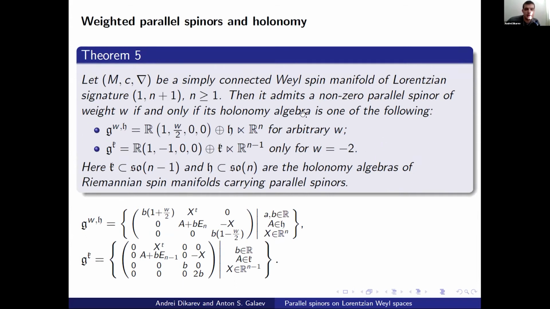So the classification consists of two types of algebras. Here, K and H are the holonomic algebras of Riemannian spin manifolds carrying the parallel spinor. And if you don't understand this notation, I will provide here the matrix form of these algebras.